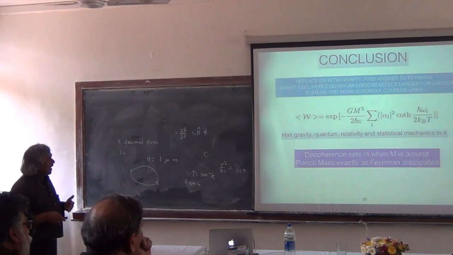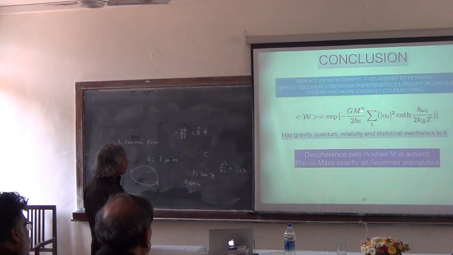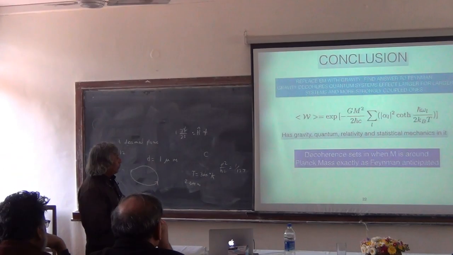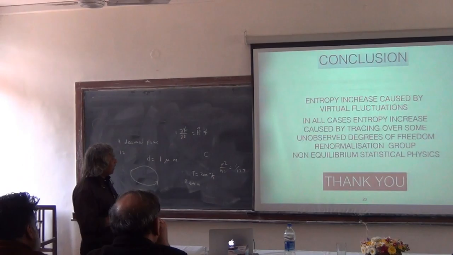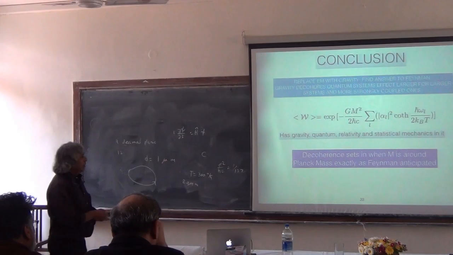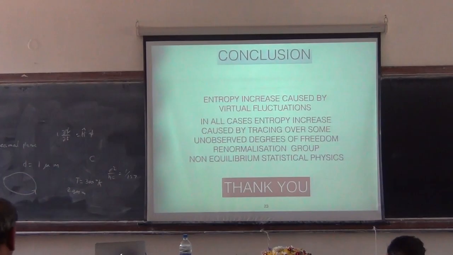Now this formula is interesting because unlike most formulae, it has many things in it. It's got the gravitation constant, which represents gravity. It's got Planck's constant, which represents quantum mechanics. It has c over here, which represents relativity, and T here, and Boltzmann's constant, which represents statistical mechanics. So it's got practically all the fundamental constants in it, and it's telling you how coherence goes down as you change any of these parameters. And you can also see that decoherence sets in when m is around the Planck mass, exactly as Feynman anticipated. That's when this quantity becomes of order 1. If I put this to 1, I find the formula for the Planck mass, which is about 10 to the minus 5 grams. So if you're doing interference experiments with particles, this is telling you that you cannot really have coherence once the particles get more massive than the Planck mass.